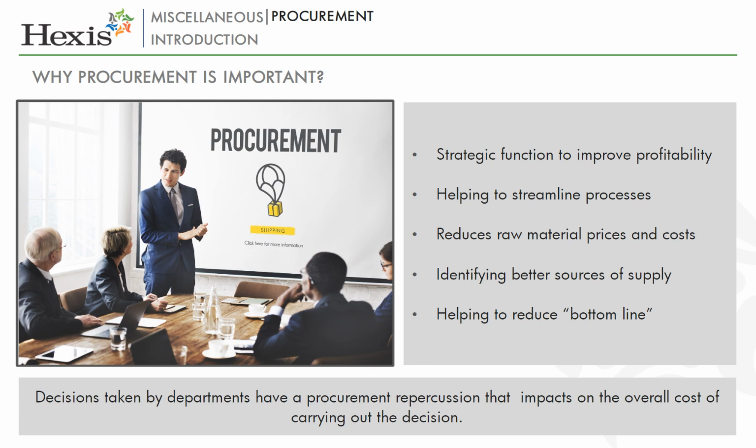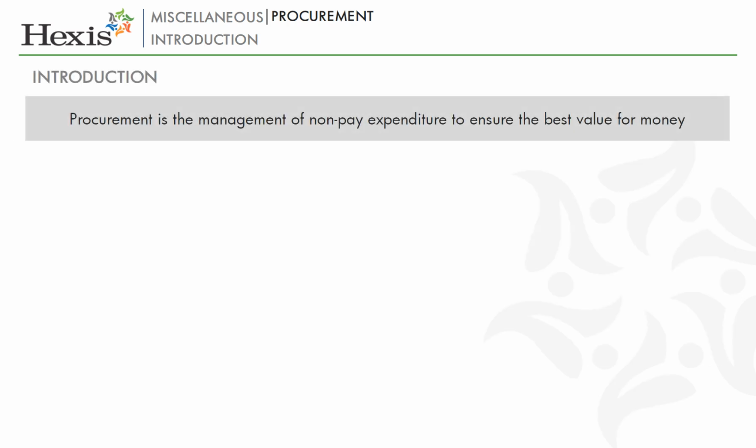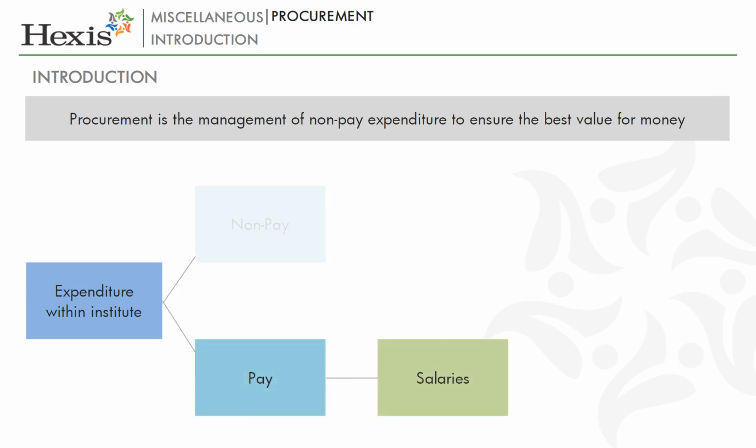Within an institution, its expenditure is made up of two distinct elements: pay, that is salaries and wages, and non-pay, that is all other expenditure. Procurement is concerned with the management of a significant proportion of the non-pay expenditure and ensuring that the best possible value for money is obtained when committing this expenditure.